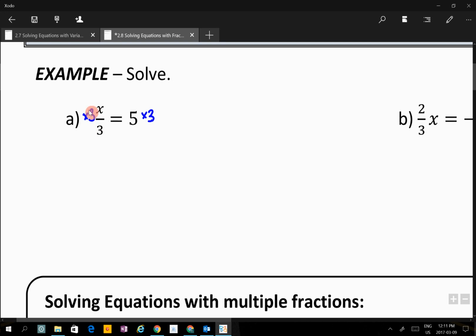We do it both to the left and to the right so that we can balance the equation. By doing this, these 3's cancel. One 3 from the top and one 3 from the bottom cancel, leaving me with just an x. And on the right side, I have 5 times 3, which is 15. And there's my answer: x equals 15.